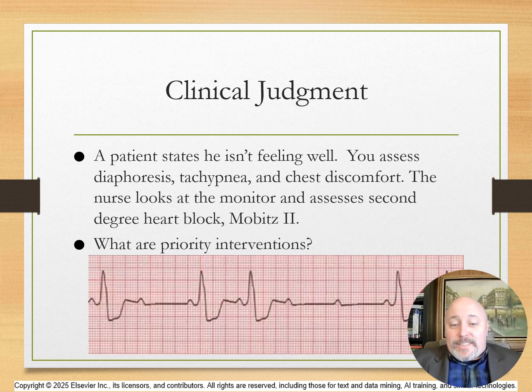A patient states that he isn't feeling well. You assess diaphoresis, tachypnea, and chest discomfort. The nurse looks at the monitor and assesses second degree heart block, or a Mobitz 2. What are your priority interventions?